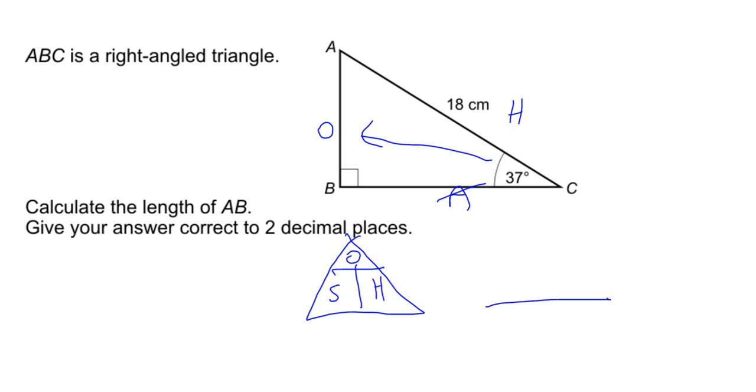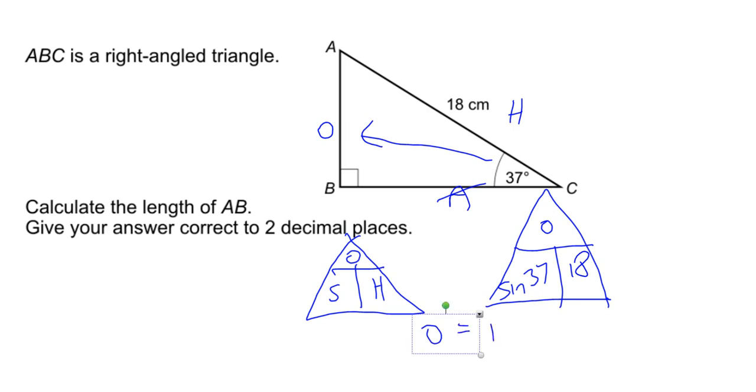And if I fill that in a little bit bigger, I've got sine of 37. My opposite is what I want to find, call it AB, and my hypotenuse is 18. That tells me that my opposite is going to be 18 times the sine of 37. So I stick that into my calculator, 18 times the sine of 37, and that gives me 10.8326.